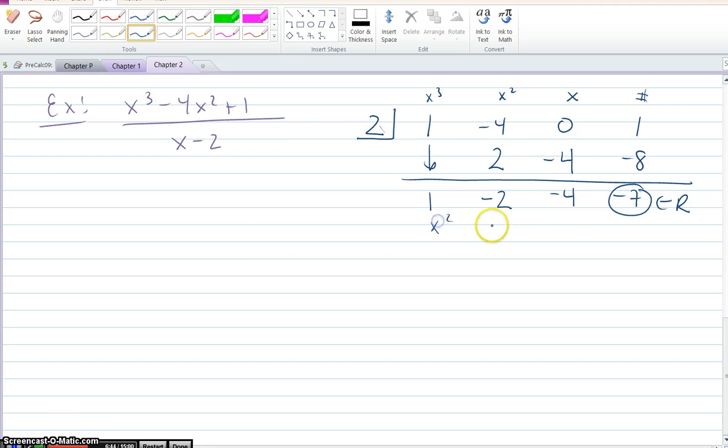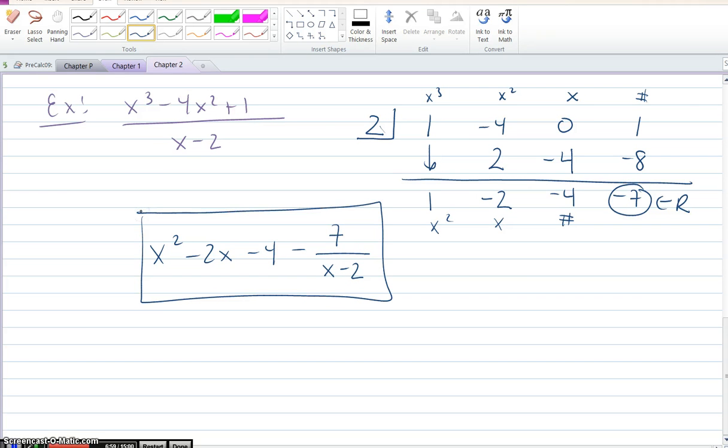This is your x squared. This is your x. This is your number term. Always reduce the power by 1. So you get x squared minus 2x minus 4 is your whole number part. But then you have that minus 7 over x minus 2 is the remainder. That's your extra piece. And that is what that divides out to be.